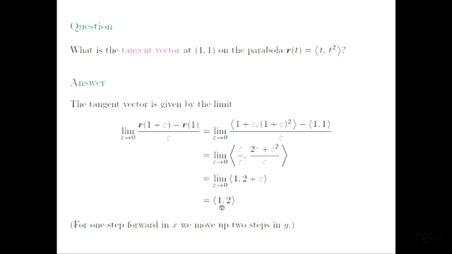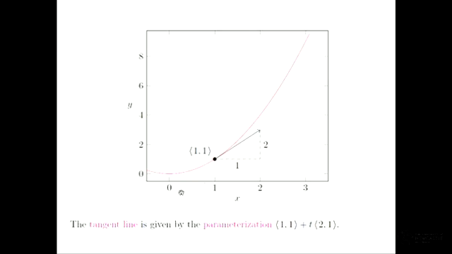Does this comport with what we expect the slope to be? And what is this telling us? Well, we're saying at (1, 1), the tangent direction is this way. If you take 1 step forward, you've got to move 2 steps up. This is a bad graph because it's stretched a little bit, but suffice it to say 2 should look longer than 1.